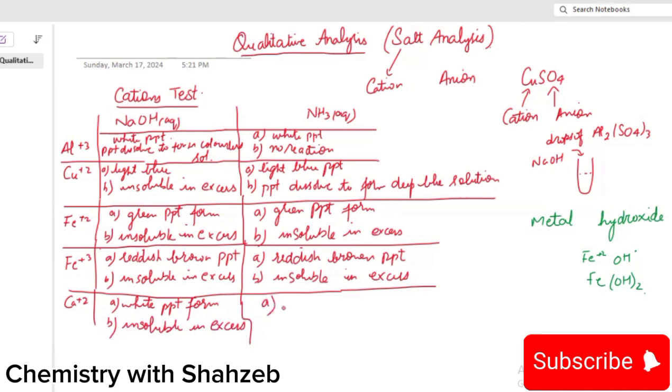But no reaction would occur with aqueous ammonia, in limited quantity as well as in excess. There is no reaction that would take place.